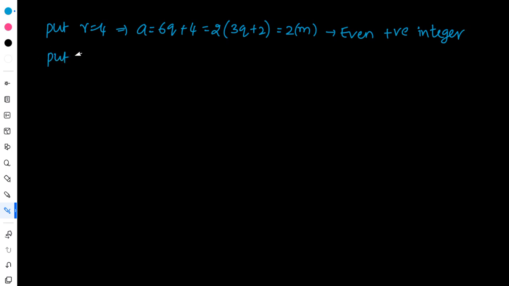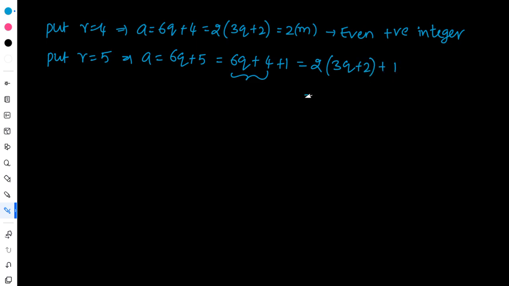Next, put r equals to 5, then a equals to 6q plus 5. 6q plus 5 can be written as 6q plus 4 plus 1. So from the first two terms take 2 common, it becomes 2 into 3q plus 2, plus 1. Consider this value something as m, so 2m plus 1. If you divide it by 2, it gives remainder 1. If the remainder is 1, which number is it? Odd positive integers.